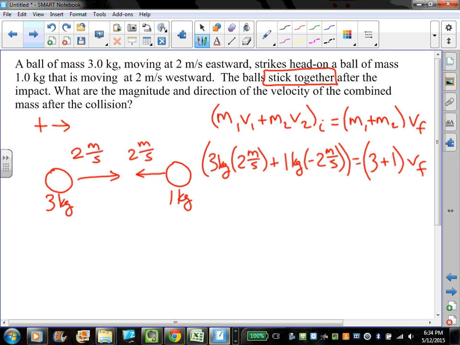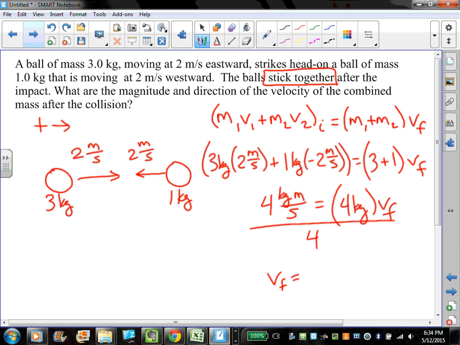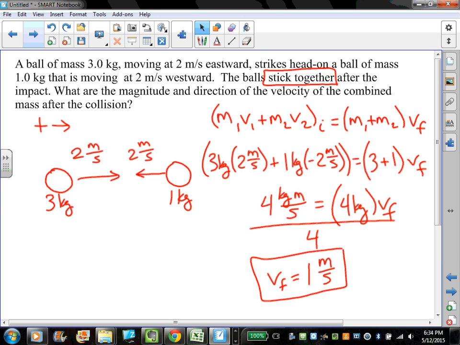3 times 2 is 6. 1 times negative 2 is negative 2. So 6 plus negative 2 is 4 kilogram meters per second, which is equal to 3 plus 1, well, that is also 4, times VF. So let's divide everything by 4, and we get that the final velocity of these two balls that have stuck together should be 1 meter per second. All right, we're good to go.